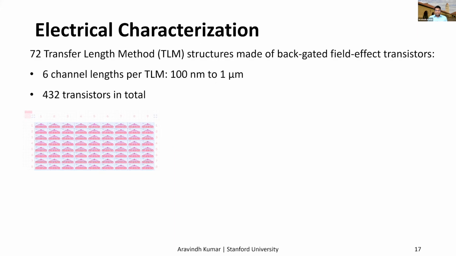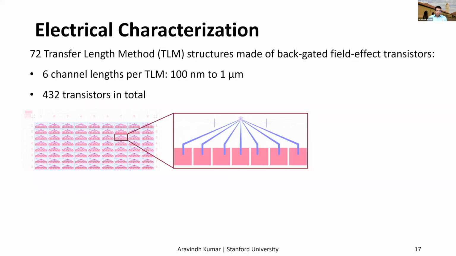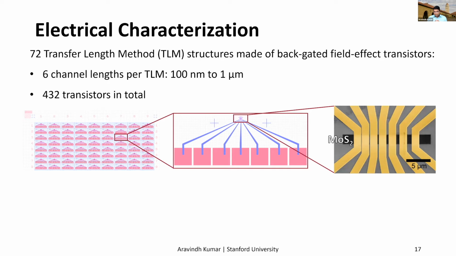Let me describe our TLM structures in more detail. For the study, we made 72 TLM structures as shown in this mask layout. Then each TLM structure is made of 6 transistors with channel lengths ranging from 100 nanometers to a micron. So we have a total of 432 transistors. And this is the electron microscope image of the TLM structure. The black strip is the MoS2 channel, and the vertical lines are the contact electrodes.